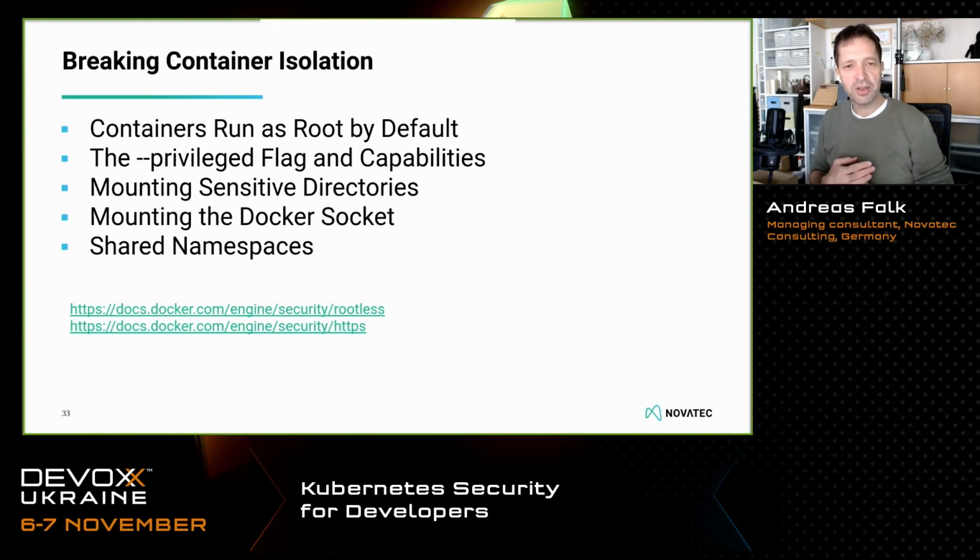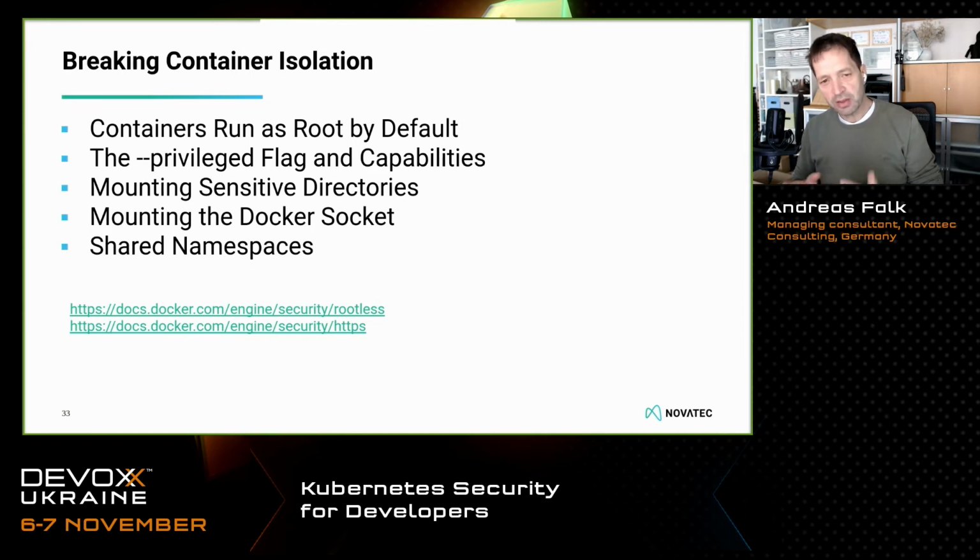You could break container isolation by different things, like containers run as root by default. So you have to be aware of that fact. If you just run containers, these are always run as root with that standard capabilities set by default, which we have shown. If you use the privileged flag, then you would have the full capability set in the Docker container. You should also be aware that mounting sensitive directories could be a dangerous thing, like mounting, for example, the etc password data store and stuff like that.